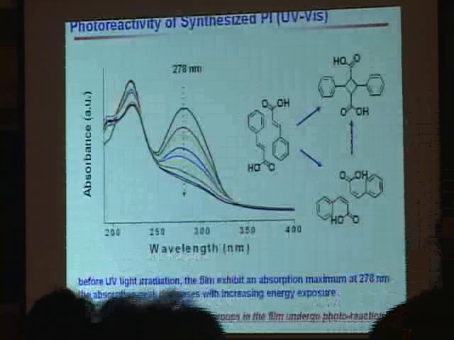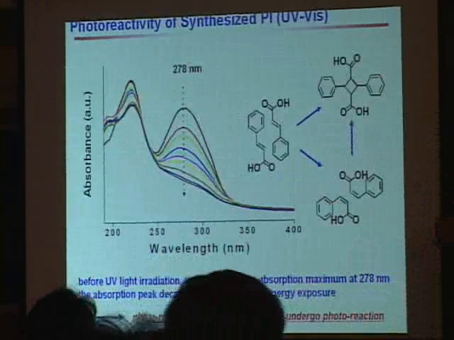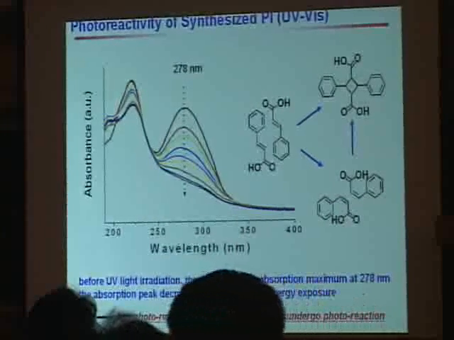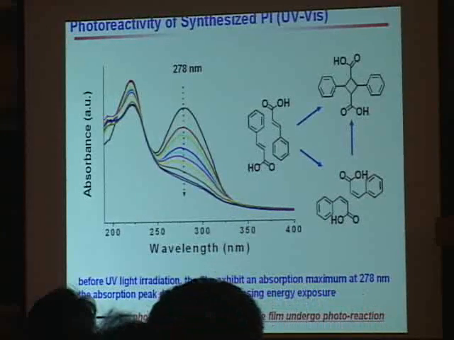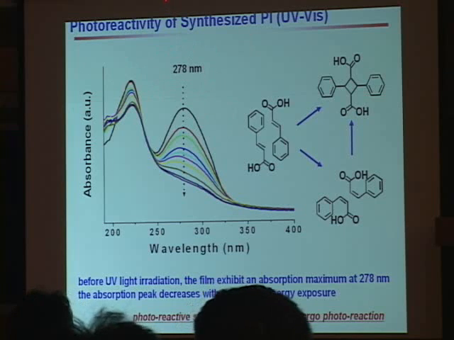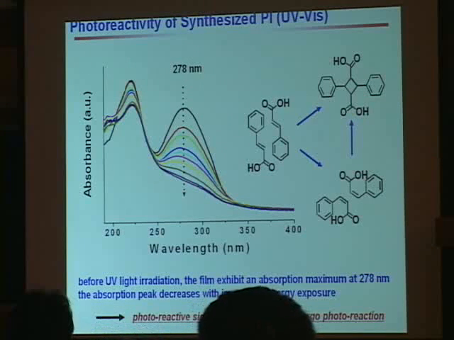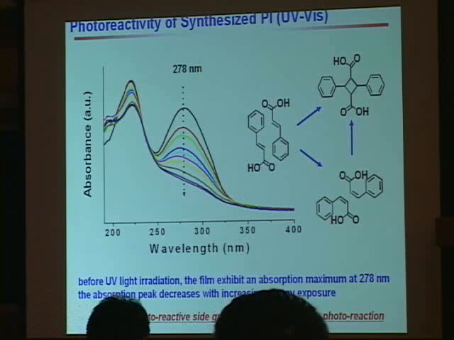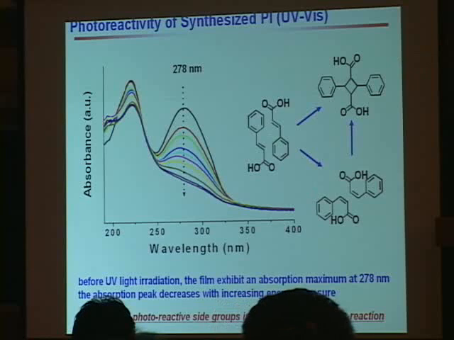And we measured the photoreactivity using the polymer film, with irradiation using unpolarized UV light. As shown here, before UV light irradiation, the film exhibits an absorption maximum at 278 nanometers, but upon the irradiation energy, this peak decreases like this. It means in the film system, this cinnamate group causes isomerization or dimerization.